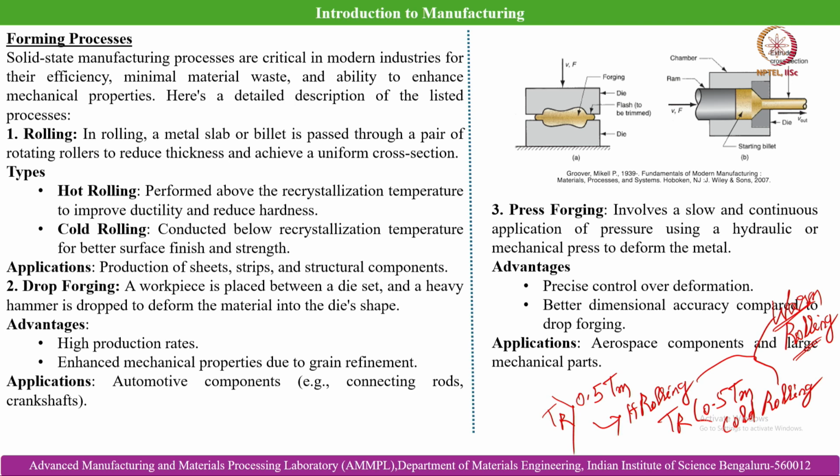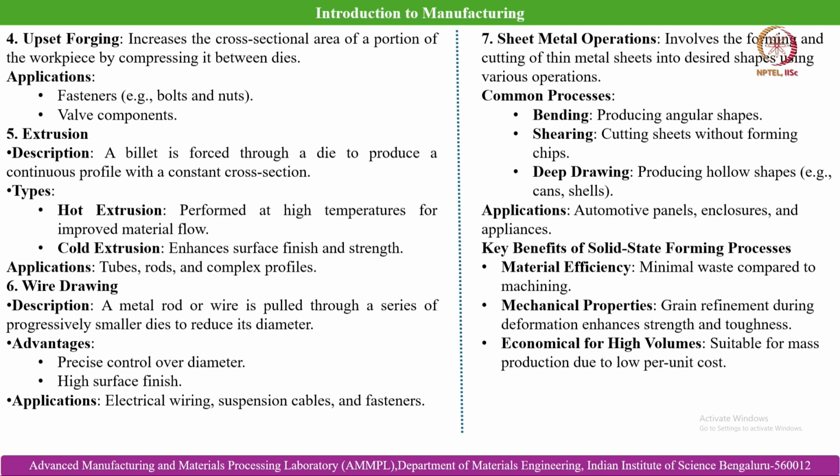Then we will move to offset forging. It basically increases the cross sectional area. In offset forging, we apply a hammer blow. It is quite similar to the drop forging process. Here we increase the cross sectional area and decrease the height of the metal ingot.